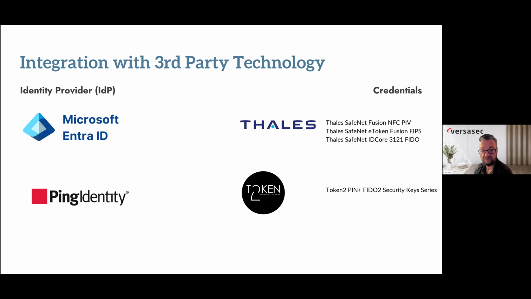New credentials there on the list, again, is what we added in version 6.11. That's the Thales SafeNet eToken Fusion NFC PIV. This is a Thales device with enterprise features and also contains the new PIV version 4.0. And you have the Thales SafeNet eToken Fusion FIPS. All the Fusion devices from Thales contain PKI, PIV, and FIDO applets.